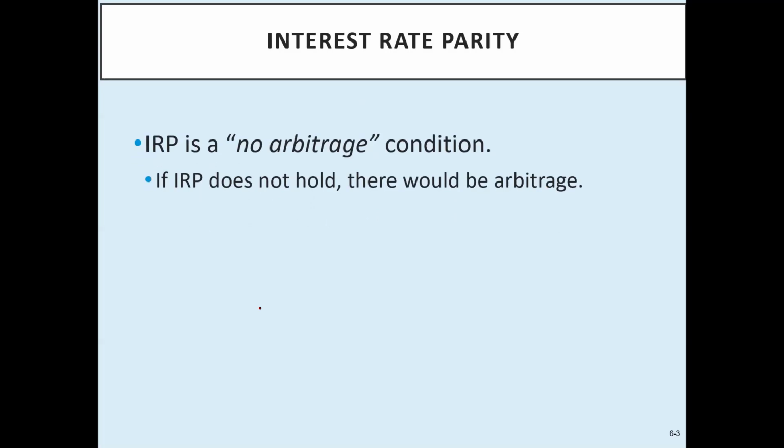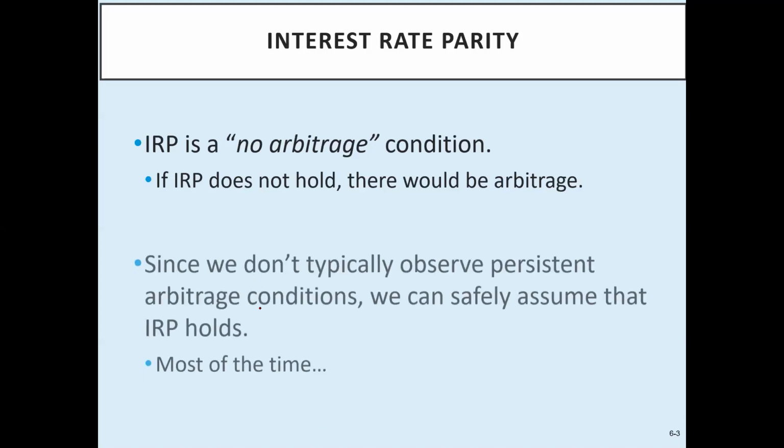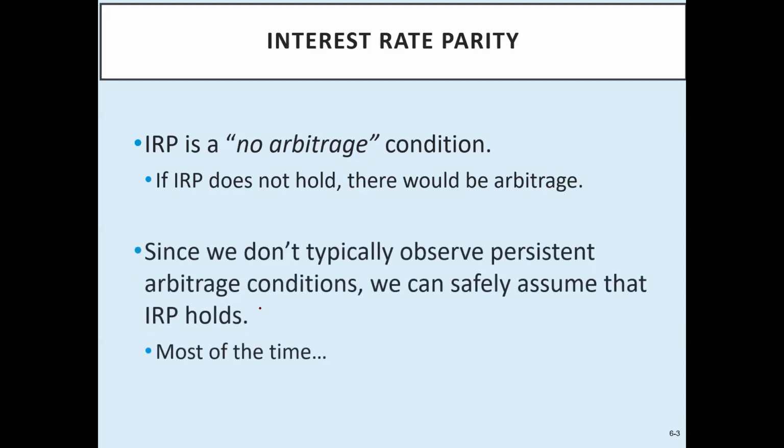Interest rate parity is derived by an arbitrage calculation, okay? Interest rate parity is a non-arbitrage condition. When the interest rate parity holds, that means there's no arbitrage opportunity for us to take advantage of. When we look into the data, normally we don't see any persistent arbitrage profits, and therefore this allows us to empirically say that the IRP, or interest rate parity, in general, most of the time holds, okay?